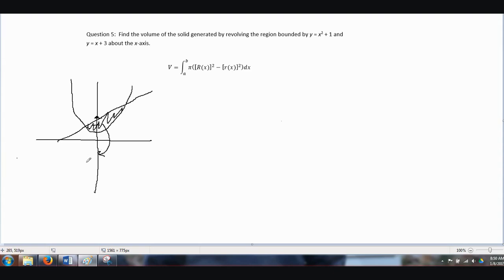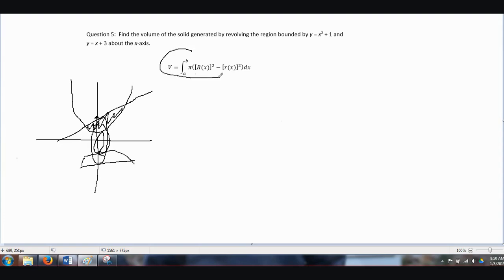Now what's actually going to happen there, let's see if I can try to draw this the way I want. We would get another piece. Think about rotating it around. This straight line would be the outside, and the parabola part of it would be the inside. And so if you think of one cross section, we're going to get something that looks like a washer. Okay, so where the outside edge is made by the x plus 3, and the inside hole is made by the x squared plus 1.